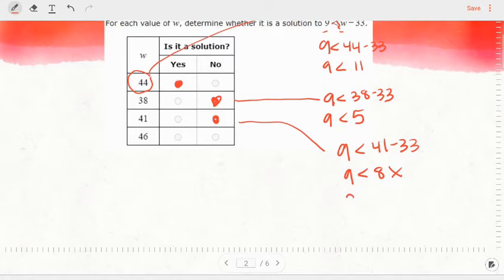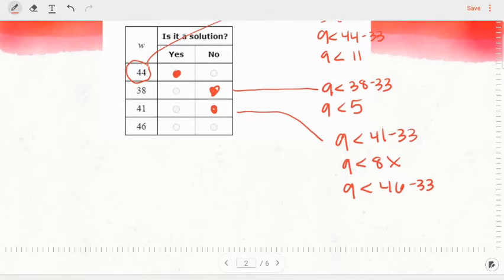And last one, 9 is less than 46 minus 33. 46 minus 33 is 13. Is 13 larger than 9? Yes. So my solutions are 44, 46, and not 38 or 41. You can see there's kind of a level. I'm going to be higher than around 44, 46, and higher.